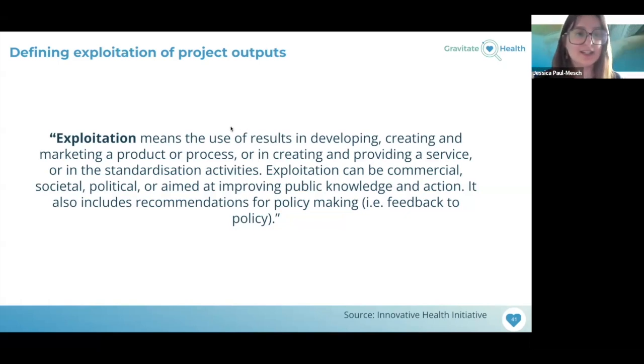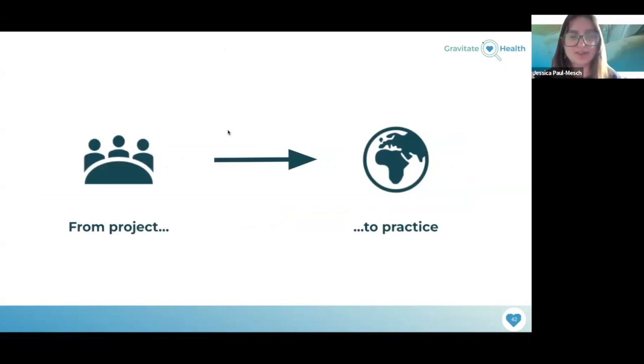Next slide, please. And we do all of this, of course, keeping in mind that we want to go from project to practice. We are already laying the groundwork now through activities like today, where we want to connect with potential future users of Gravitate Health and really co-create and get some input on how you would like to use what we're working on in the future. This is some of the groundwork that we're doing now and that will hopefully be able to scale up in the future. Next slide.